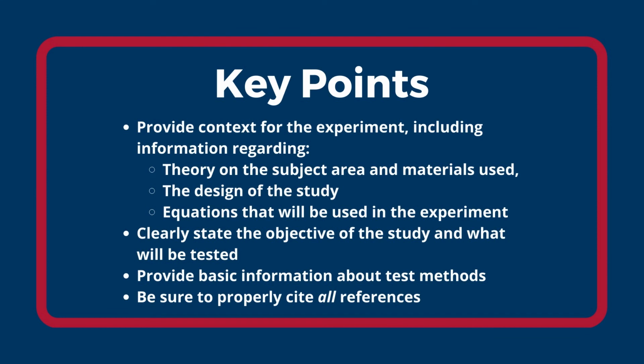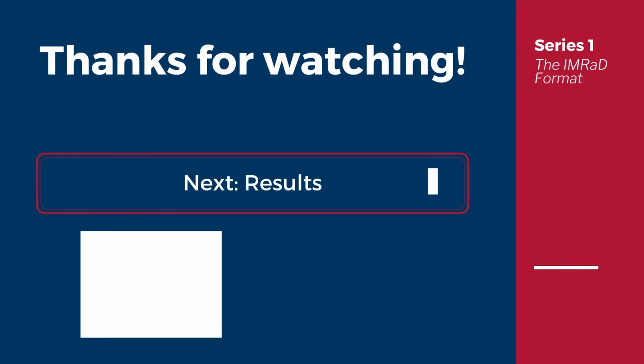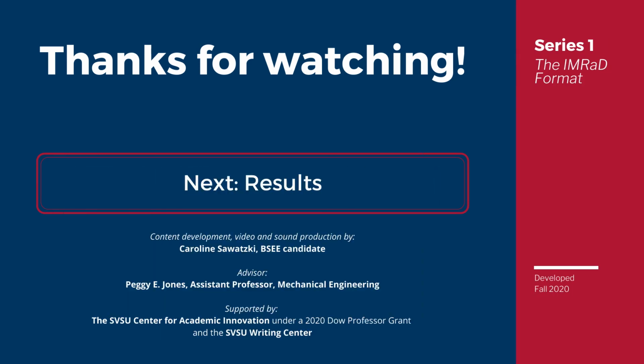You should also clearly state the objective of the study and what exactly you are testing. Define the variables involved in the study. Be sure to provide basic information about the test methods that you are using in the experiment, and properly cite all references. Now that you have a clear understanding of how to write an effective introduction, let's move on to the results and discussion section, where we will present and interpret the findings of our experiment.